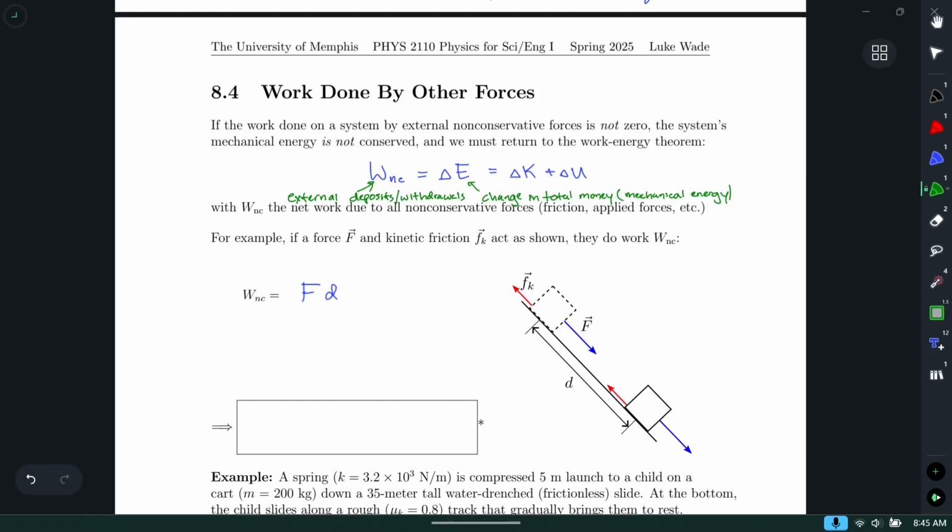So this might be the work done by your applied force. And then friction, same deal, except it's always pulling opposite the direction the thing is sliding. And so that would be a cosine 180, meaning a negative force times distance. This is the work done by friction.